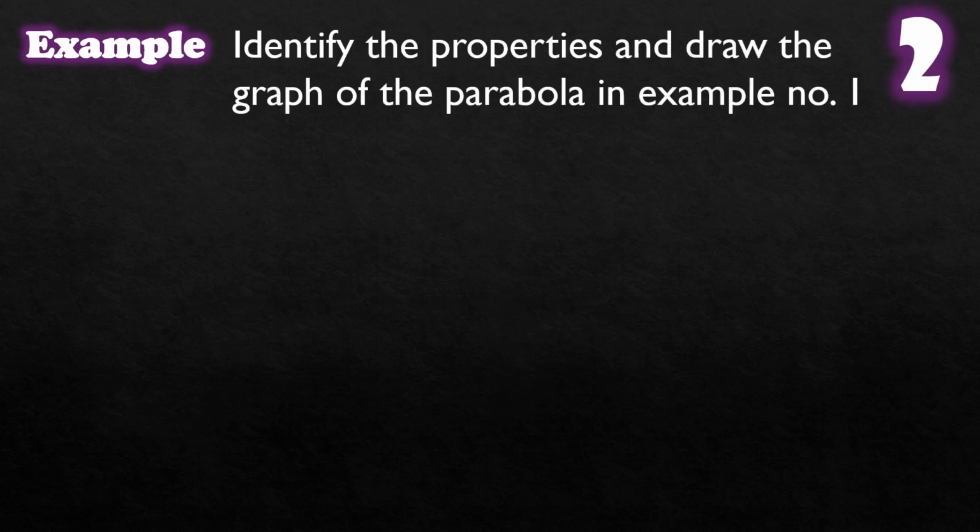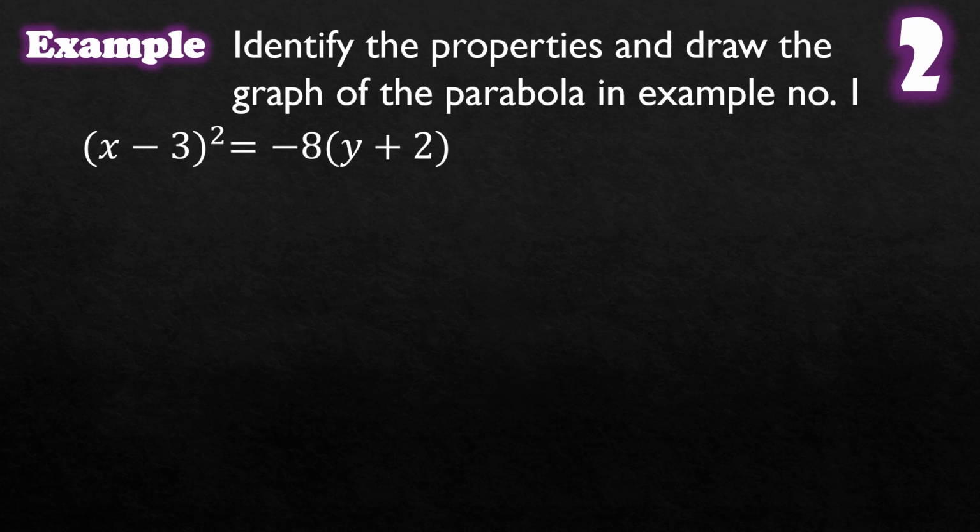Let us have example number 2. Identify the properties and draw the graph of the parabola in example number 1. From example number 1, the equation of the parabola in standard form is x minus 3 squared equals negative 8 times the quantity y plus 2. Let us identify the properties after we solve for the value of c.